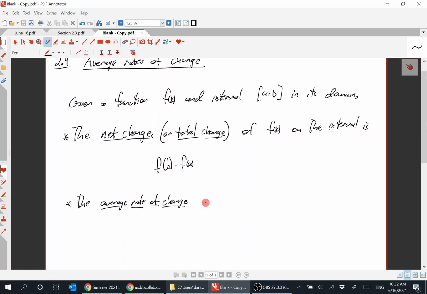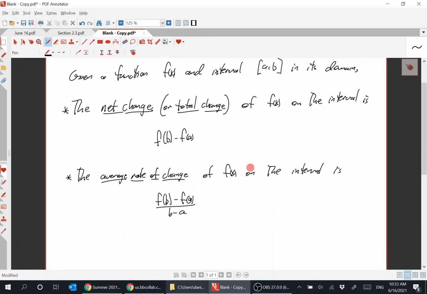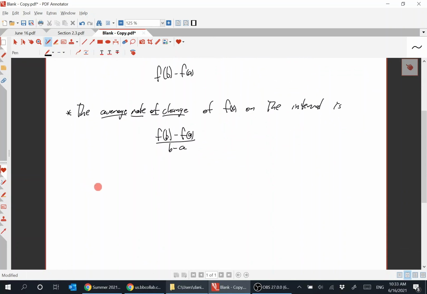So the average rate of change of f of x on the interval from a to b is f of b minus f of a over b minus a. So average rate of change is total change over the length of the interval. Graphically, it looks like this.